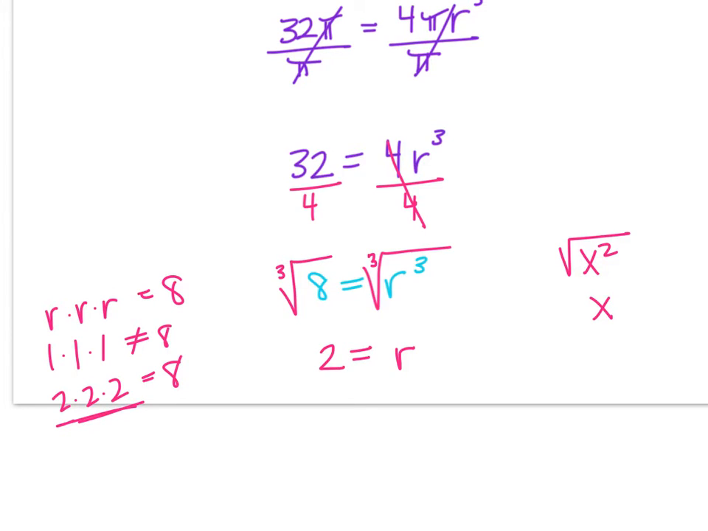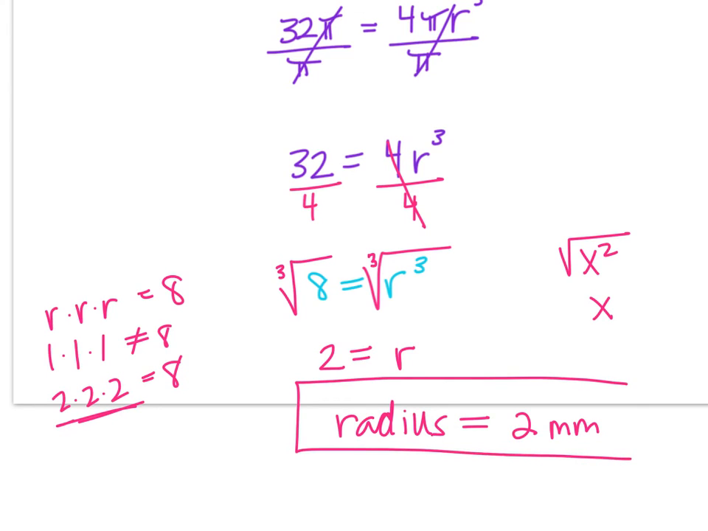And what that gives us is our radius. And we were asked to find the radius, so we found the radius is equal to 2, and then our label is millimeters. And it's not squared because radius is not an area, and it's not cubed because radius is not a volume. So just the millimeters.